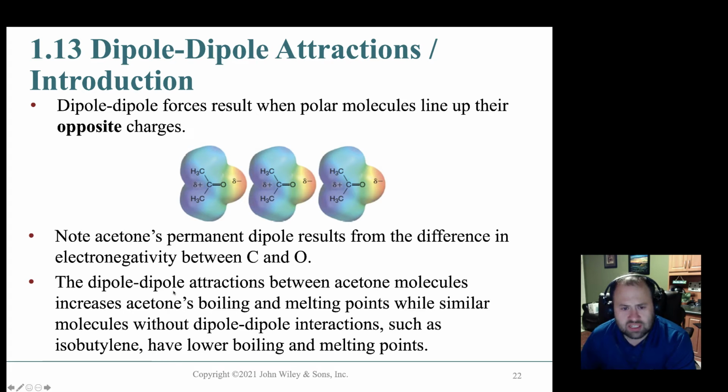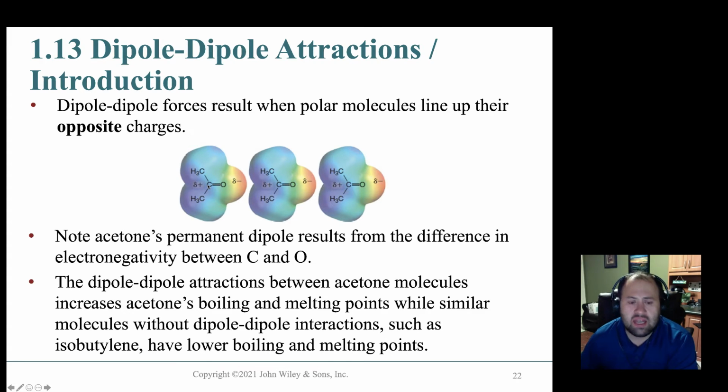What we see here is an example of acetone. So acetone is a polar molecule. It has a net dipole moment with a negative end on the oxygen side and a positive end on the carbon side. What happens within a collection of acetone molecules is they are attracted to each other via their dipole-dipole forces.